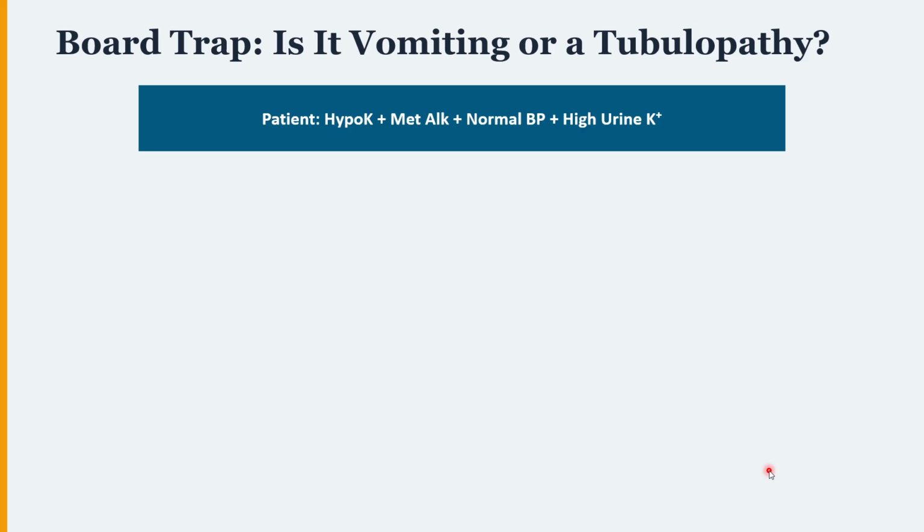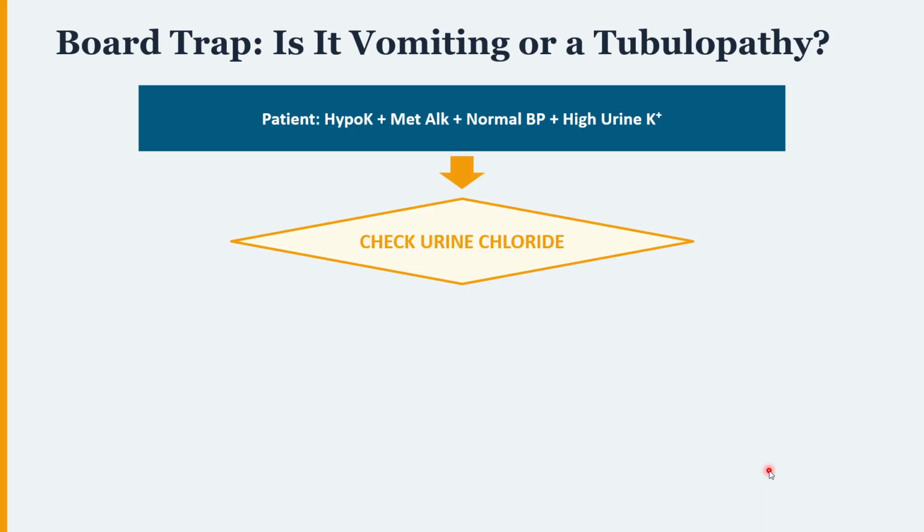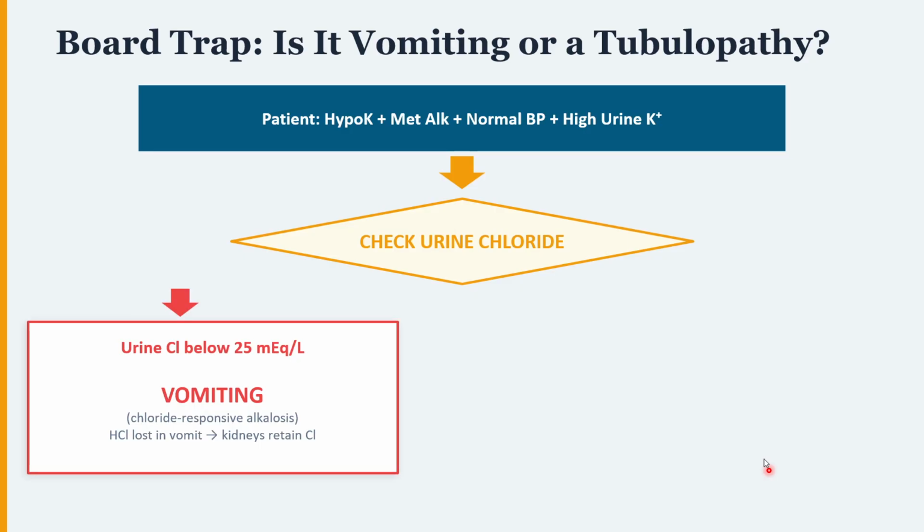So how do you tell them apart? Check the urine chloride. In vomiting, chloride is lost in the vomit itself. Gastric secretions are rich in hydrochloric acid. The kidneys appropriately retain chloride, so the urine chloride will be low, below 25 milliequivalents per liter. This is a chloride-responsive alkalosis. Give them saline, and it corrects.